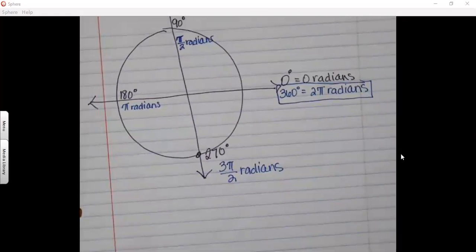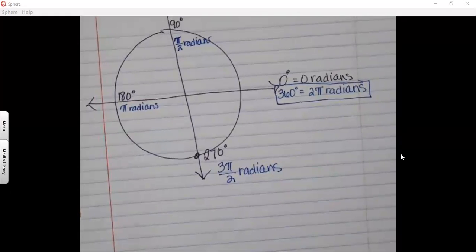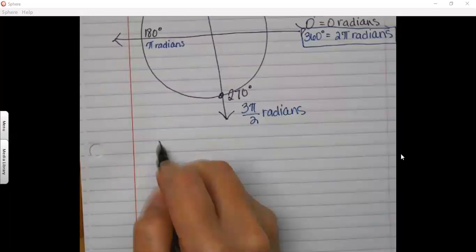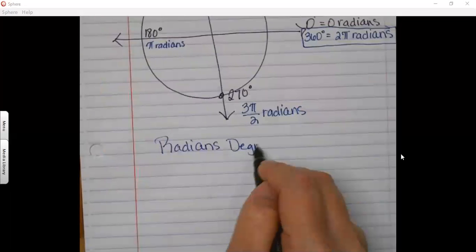All right. Well, now let's figure out, okay, that's great. Well, what if we're talking about 45 degrees? How many radians is that? All right, so let's figure that out. Okay, so radians and degrees. Oh, by the way, what is pi approximately?